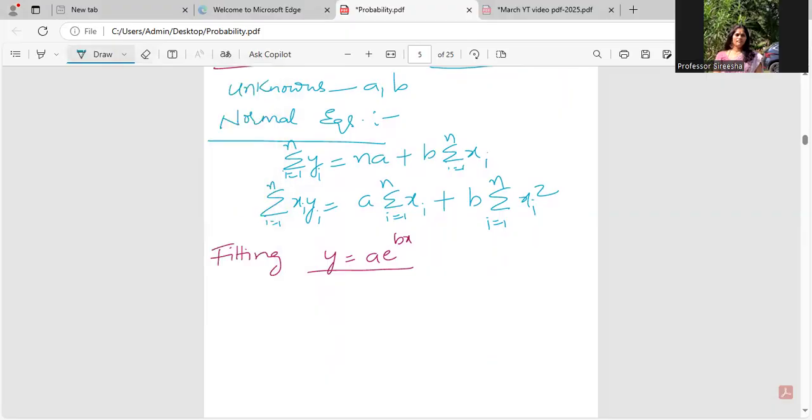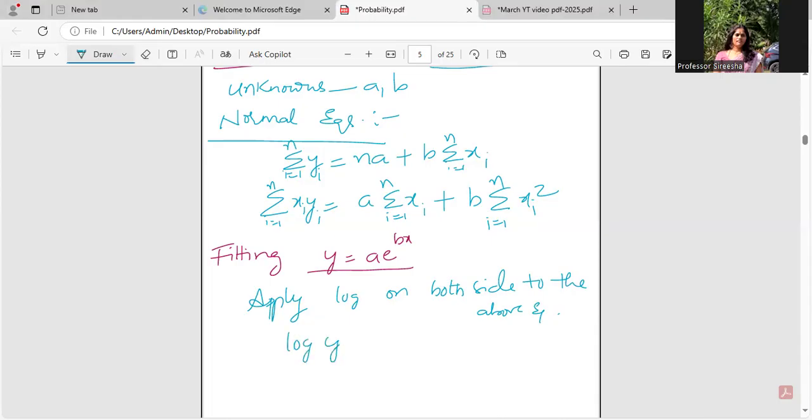Now, whenever I have powers in x and all, when you cannot handle it or when you want to make things look similar to linear, what I'll do is I'll apply log on both sides to the above equation. So what happens? Log y is equal to, I'll be applying all the rules of log: log ab is log a plus log b, log a power n is n into log a. Okay. So log a plus bx log e base e.